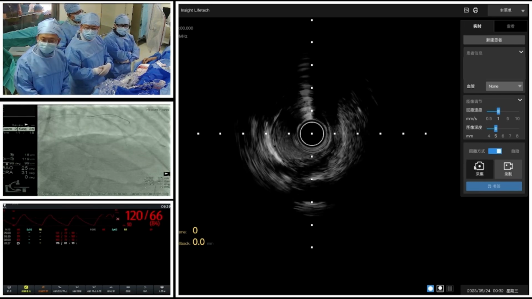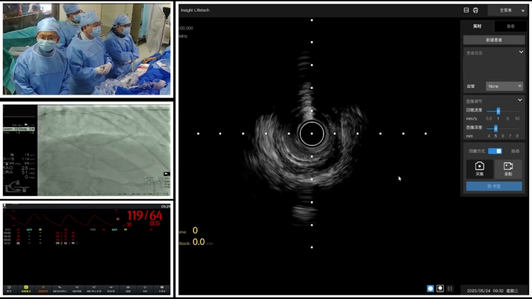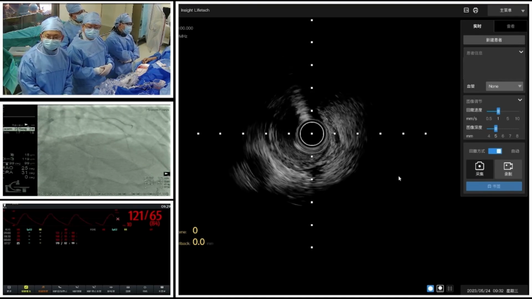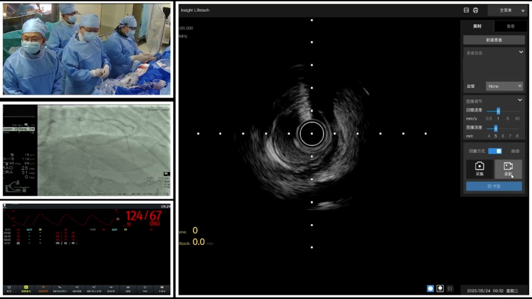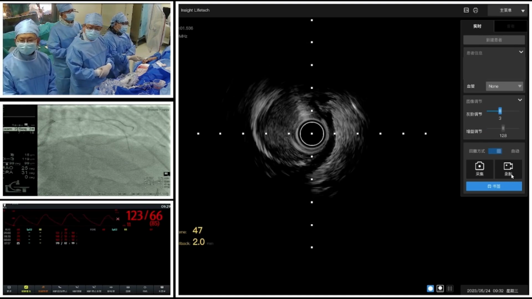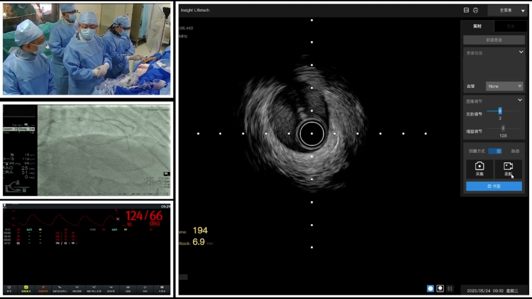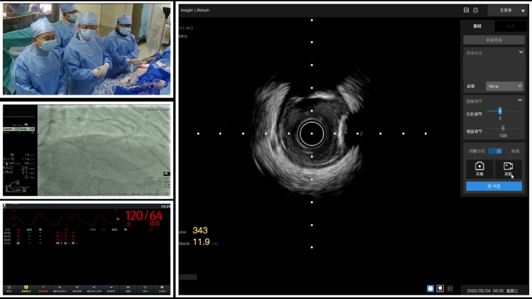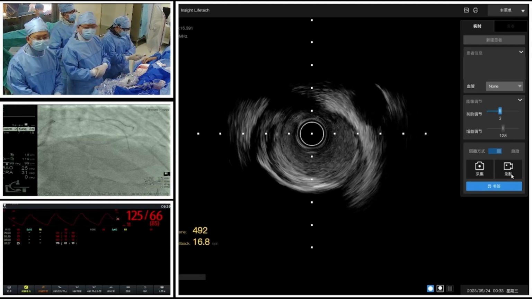The intravascular imaging is very important for selecting the optimal pre-treatment strategy. For this patient, we tried to perform intravascular imaging firstly, but unfortunately, the IVUS catheter cannot cross the lesion.